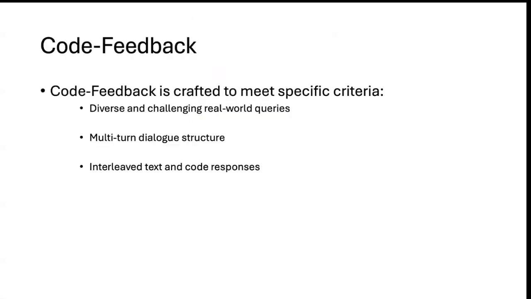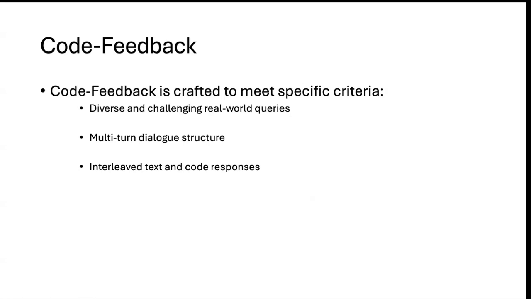You can observe that this OpenCodeInterpreter performs slightly better than GPT-4 with 33 billion parameters. For that, they have introduced a data set. The data set is crafted in such a way that it meets the following criteria. The first one is that it should have diverse and challenging real world queries, comprising all kinds of real world queries, so that the tasks come in a variety of ways and have a lot of diversity.